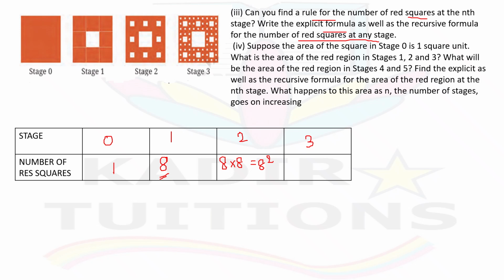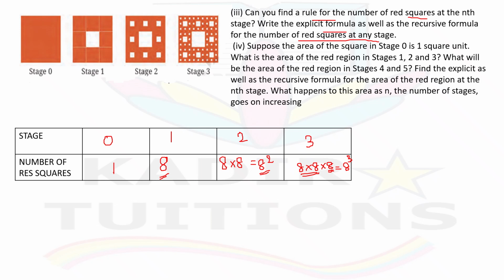And what about stage 3? So each of these second stage red squares, the red squares that came in stage 2, all are going to be divided into 8 more red squares, right? So I can write this as 8 into 8 into 8. So these are the red squares in stage 2. Now each of these squares is going to be divided again into 8 more red squares. So it's nothing but 8 power 3. So this is what we have as the data.